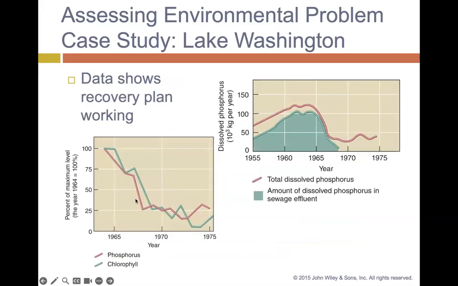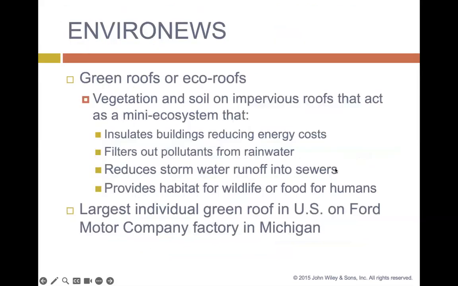So data shows the recovery plan working. We have lower levels of phosphorus and chlorophyll in the lake, and you can see how those levels are going down. So that's just an example of a case study in which you can use that idea of political action, developing a problem and a solution to change the environmental impacts of our decisions.